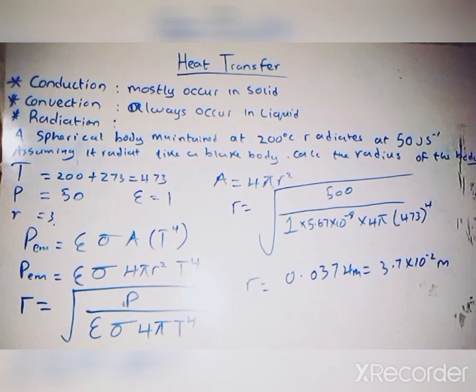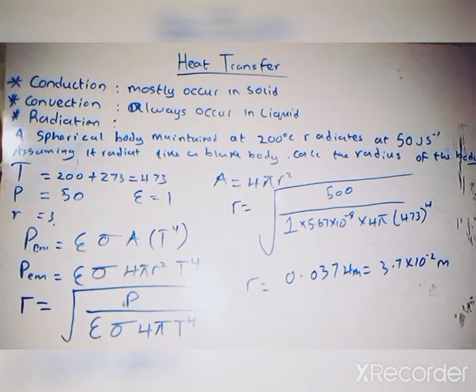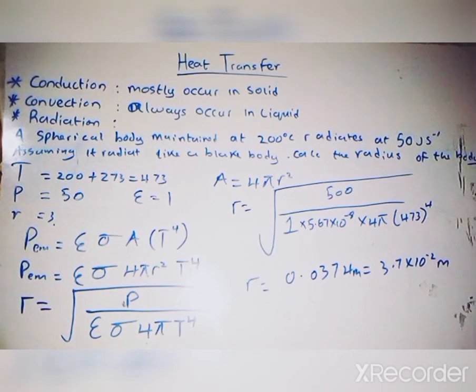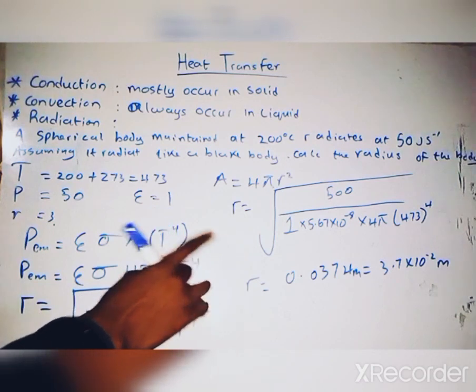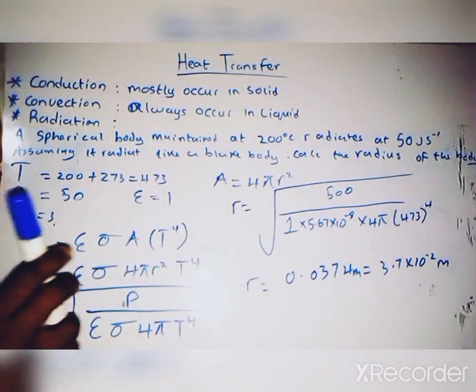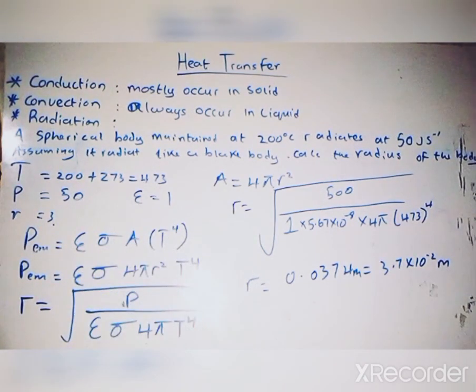So you can also be asked to find other things apart from the radius. You can be asked to find the power, the area, or the temperature given the area and the power. So just know the formula. Since we don't have the temperature of the environment, we will not include it here; we assume it is 0. When there is a temperature of the environment, it will be T to power 4 minus Te to power 4.